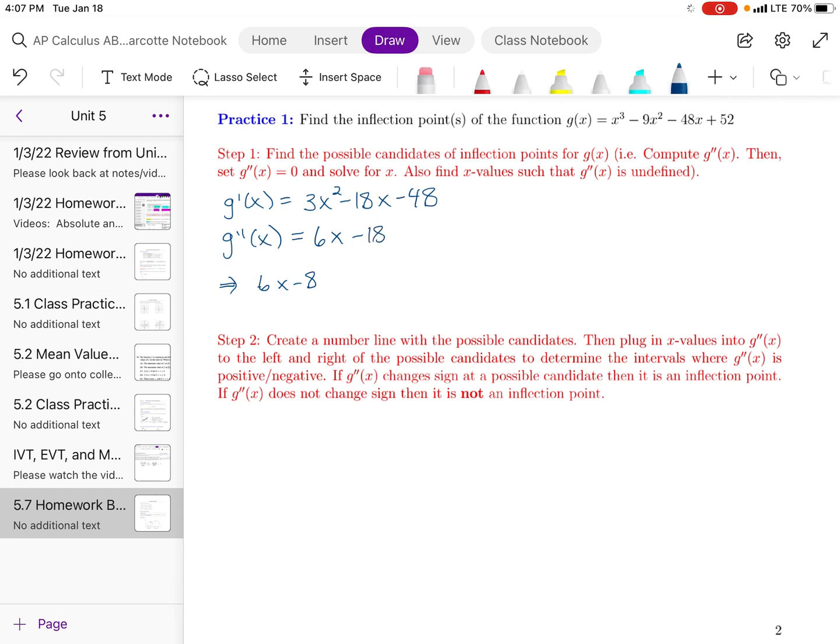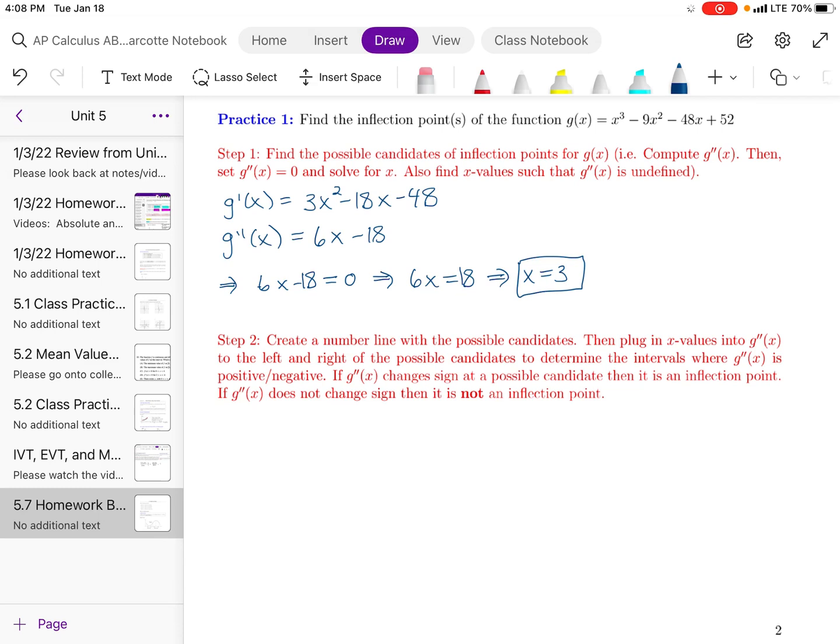Sorry, 6x minus 18 equals 0. So here I get 6x is equal to 18, which implies that x is equal to 3. Okay, so here's my possible candidate. And also just note that the second derivative's domain is all real numbers because it's a line. So any x value I plug into 6x minus 18, I'm going to get an output value. So it's not going to be undefined anywhere. Okay, so these are the only possible candidates. It's just x equals 3.